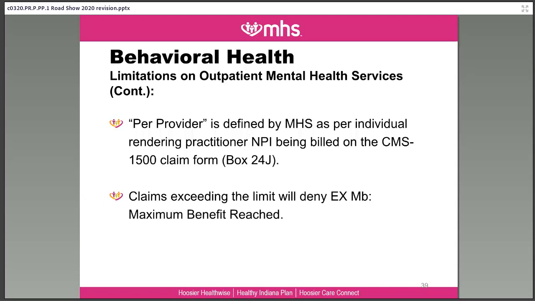Per provider is defined by MHS as per individual rendering practitioner NPI that you're billing on the CMS 1500 claim form in box 24J. If the claim, once it's adjudicated, is determined to exceed the limit, it's going to have the denial code of EXMB, which means maximum benefit reached.